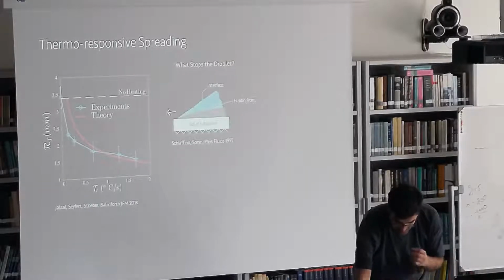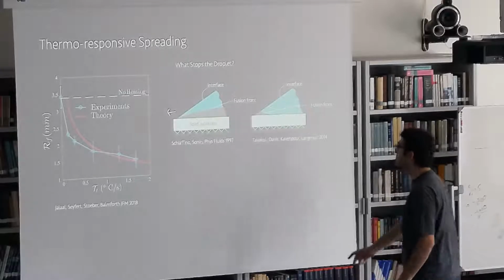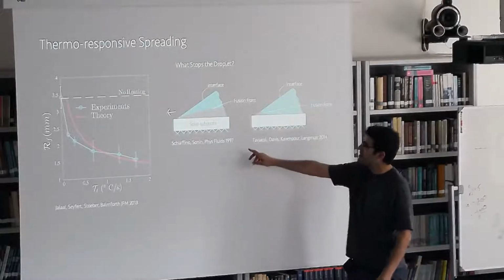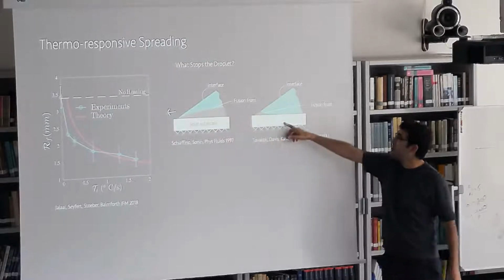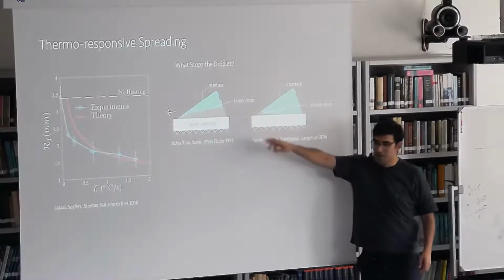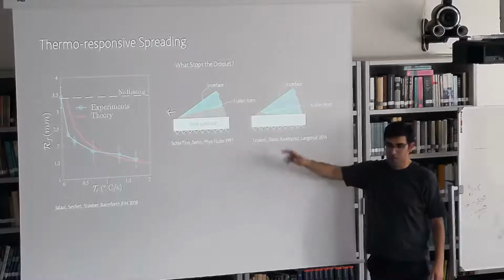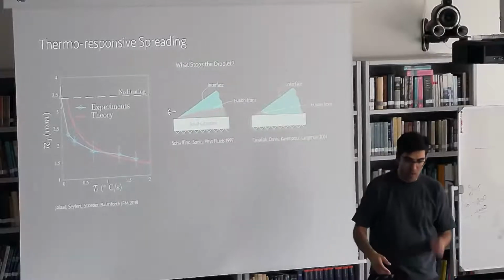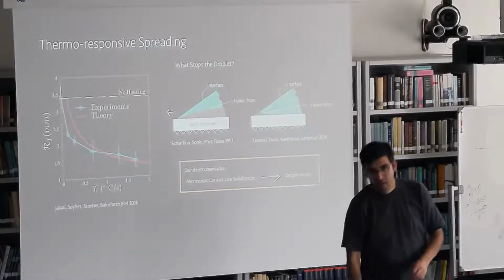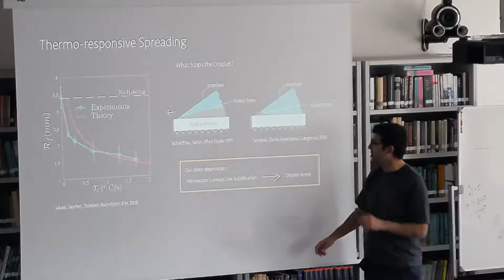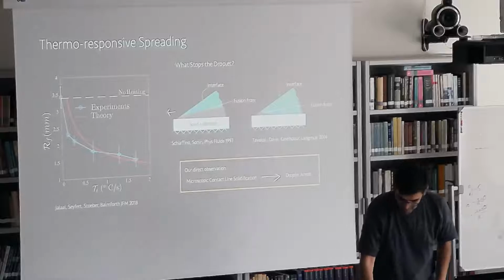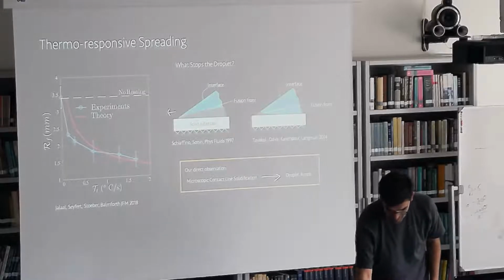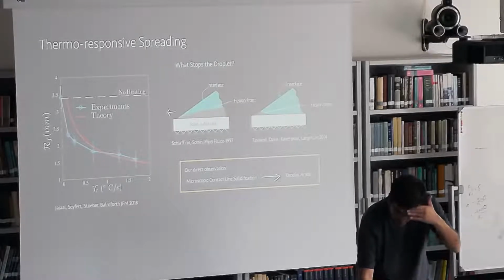Okay, and back to the solidification problem between these two schools of thought: is it the bulk solidification that stops the droplet, or is it the contact line solidification that stops the droplet? We think actually all you need is a microscopic solidification of the contact line that arrests the droplet, which seems similar to a recent finding in this lab too.